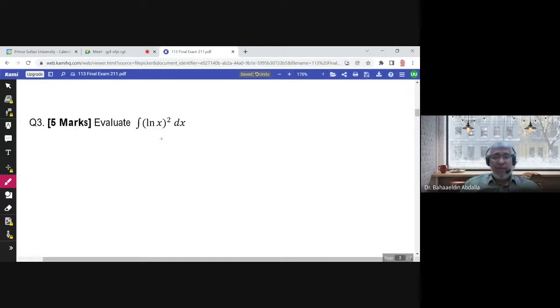Evaluate this integral. Well, if you think of this integral, I have ln x, and I don't know the integral of ln x. And in fact, I have ln x to the power 2. So this seems integration by parts. And to use integration by parts, I take u as ln x to the power 2, and I take dv as dx. If you want more about integration by parts, section 7.1 is about integration by parts.